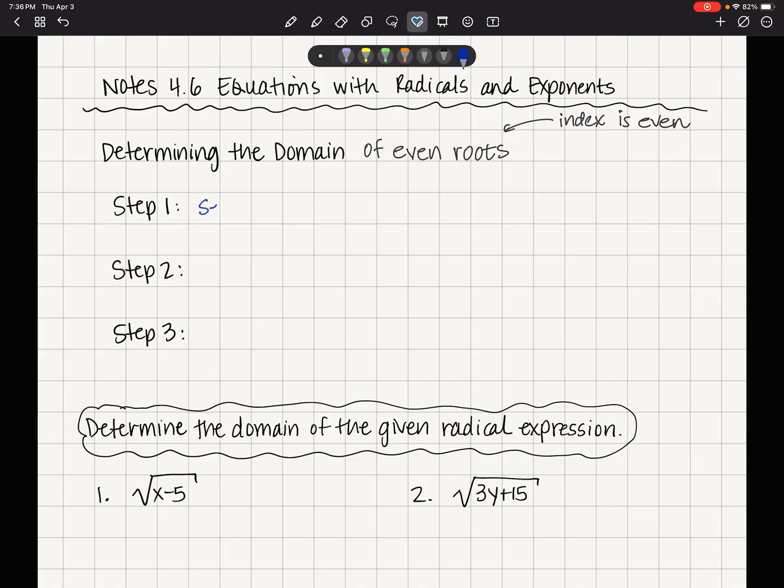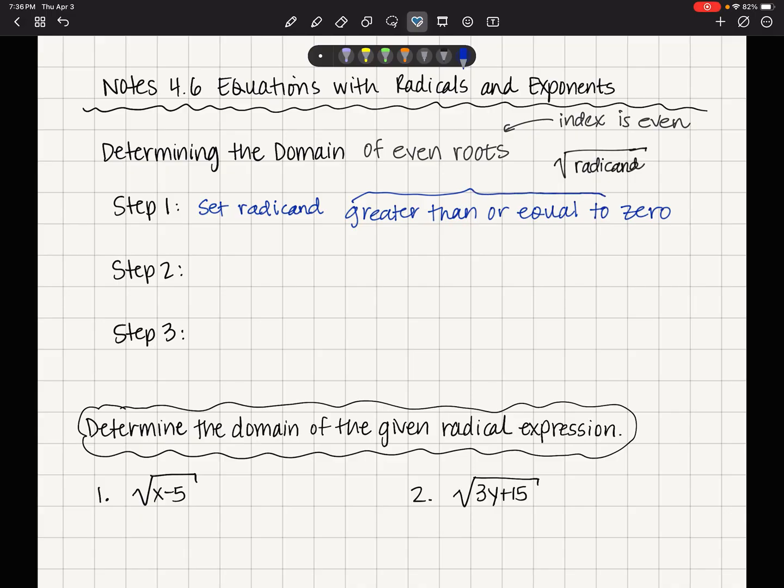First step is we're going to set the radicand. And let me show you what the radicand is. The radicand is the value that's inside that radical symbol. We're going to set the radicand greater than or equal to 0. You might be saying, how can I set it greater than or equal to? What does that mean? It's this symbol right here, greater than or equal to 0.